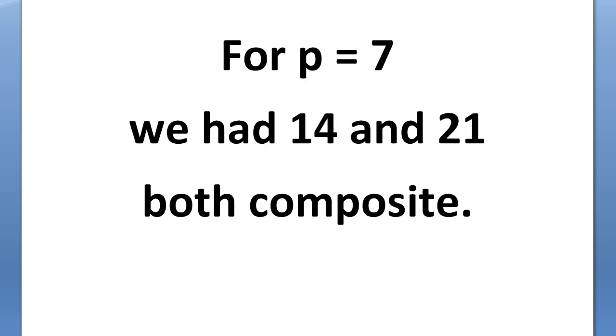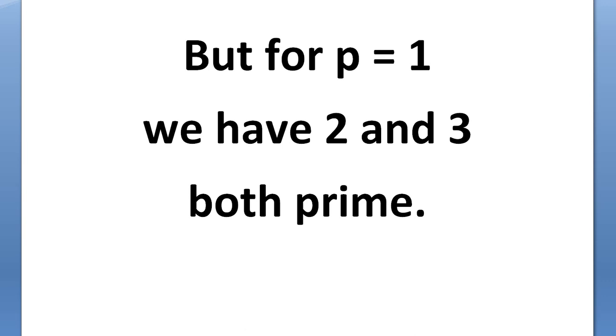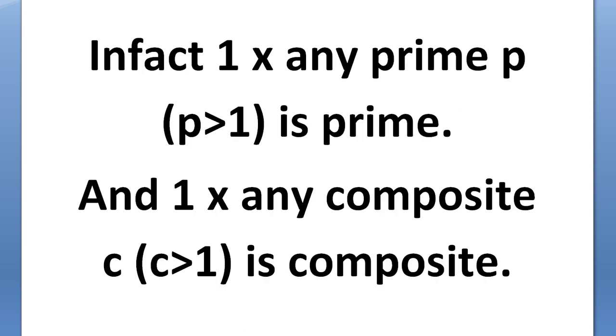So for p equals 7, we had 14 and 21, both composite. For p equals 1, we have 2 and 3, both prime. In fact, 1 times any prime p greater than 1 is prime, and 1 times any composite c greater than 1 is composite. Might not be obvious at first, but when you think about it, it's pretty obvious. 1 times anything is anything. It doesn't change the thing that you're multiplying by 1.